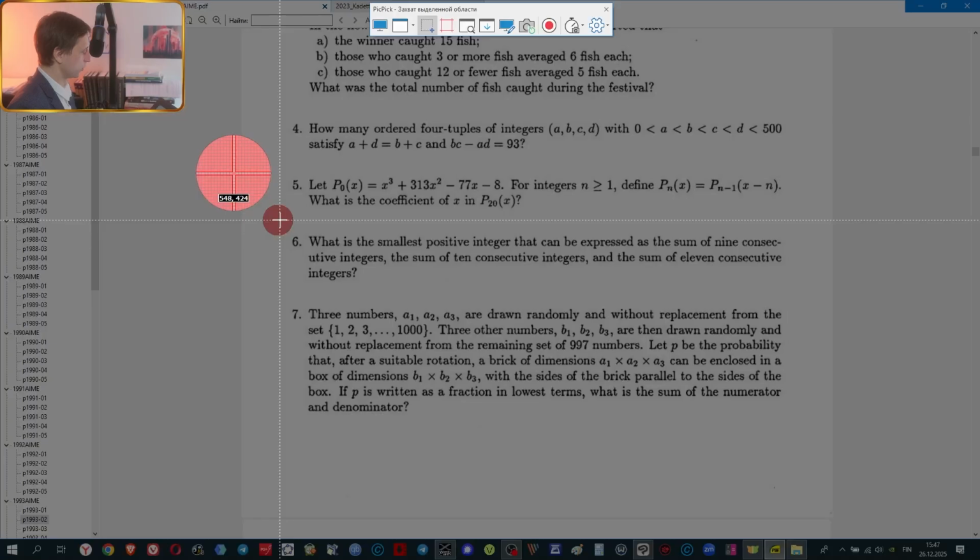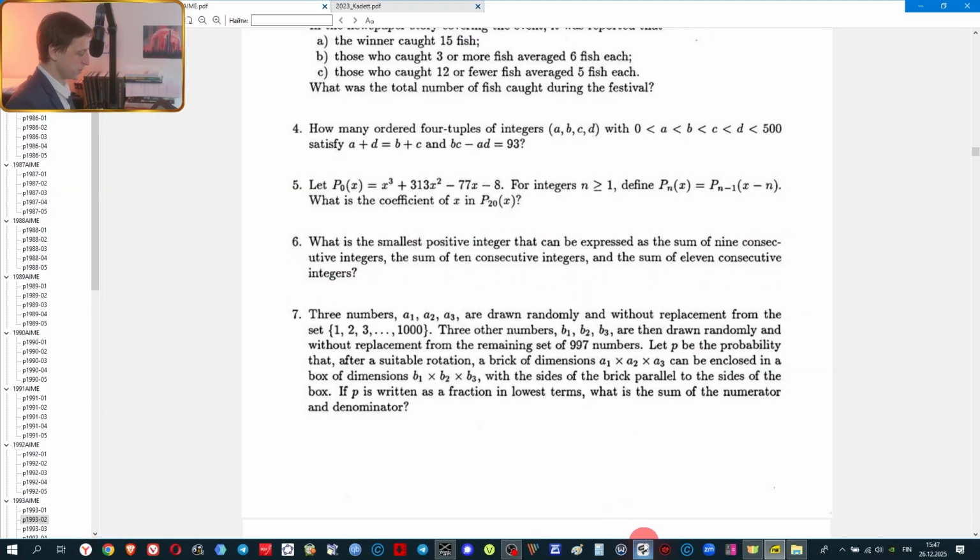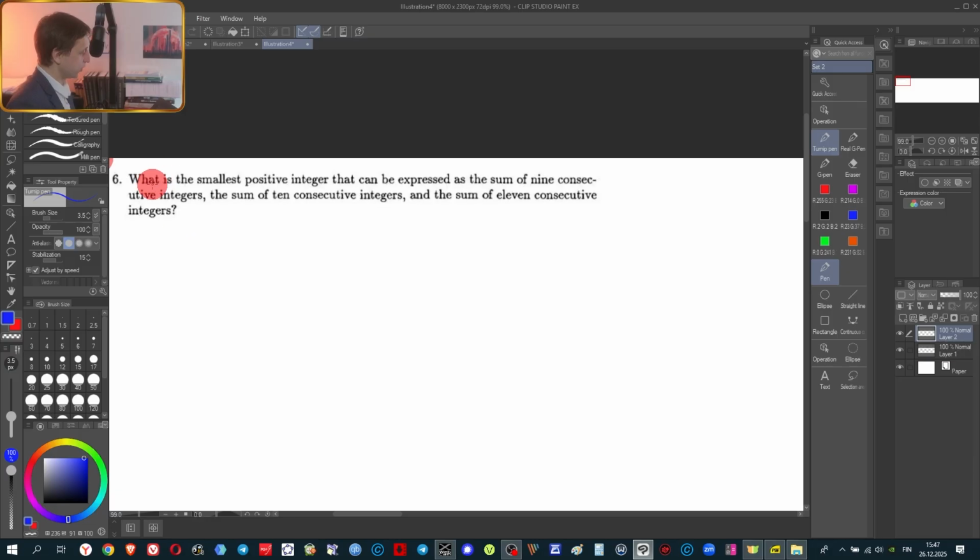Okay, let's go to the next one. It will be number 6. It's a very beautiful problem, and at the same time it's pretty short. So what is the smallest positive integer that can be expressed as the sum of 9 consecutive integers, the sum of 10 consecutive integers, and the sum of 11 consecutive integers?